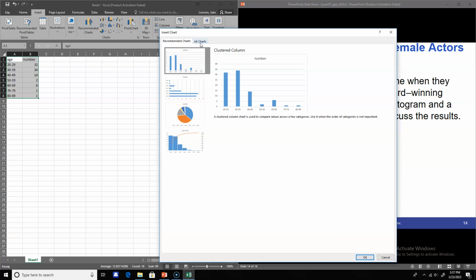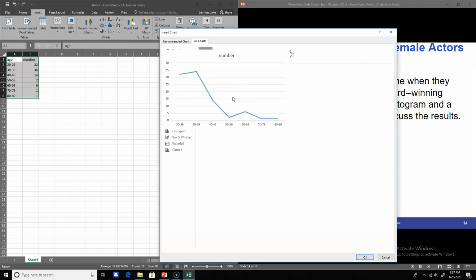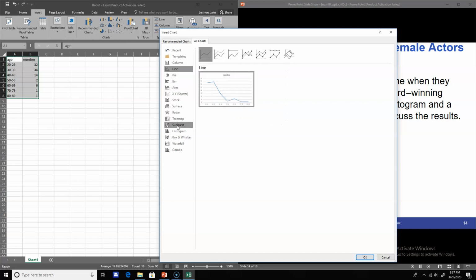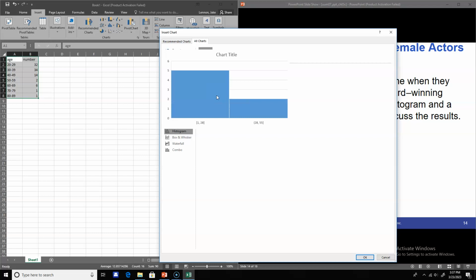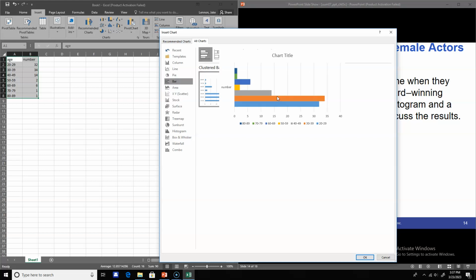So if you go to all charts, it'll have a bunch of different ones. If you go to recommended charts, you can see all the charts that they have. And we could look for the line chart. That's the best represented one that we see right here. I was having some trouble with histogram because it was not doing the bin size correctly, so there's probably something you have to do to edit that. But you could also just look at a bar graph, where they're all next to each other. That's pretty much the same thing.